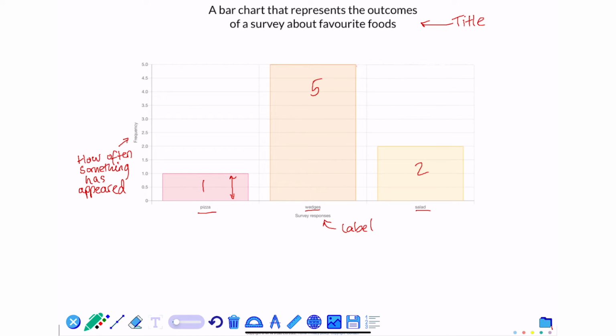Some other minor details that can often be missed is that each of the bars are exactly the same width. There are gaps between the bars because of the type of data being plotted, and there are equal gaps in between each of the values on the y-axis.